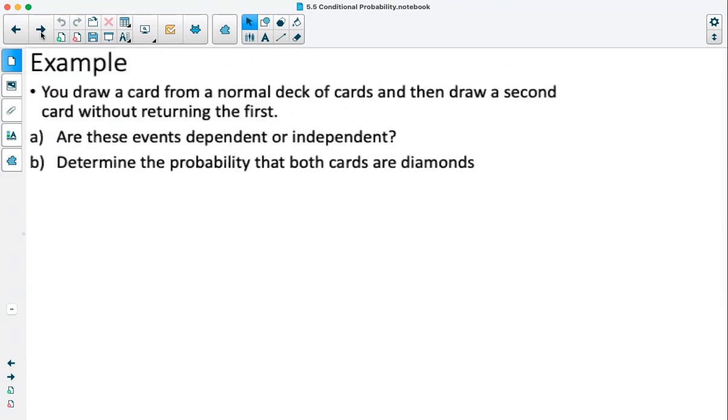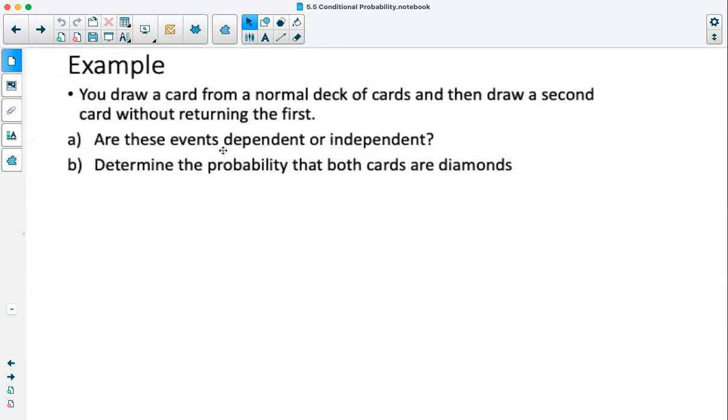Example: you draw a card from a normal deck of cards, then draw a second card without returning the first. Are these events dependent or independent? Because we're not returning that card, the second event is going to depend on the first, because it's going to change what cards are remaining in the deck and the number of cards left. So it is dependent.